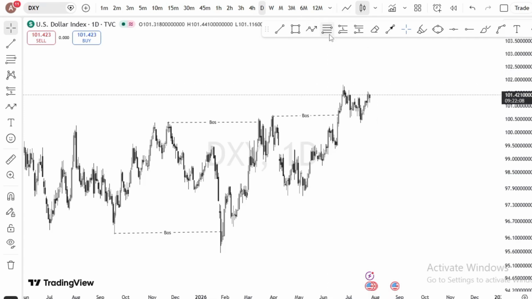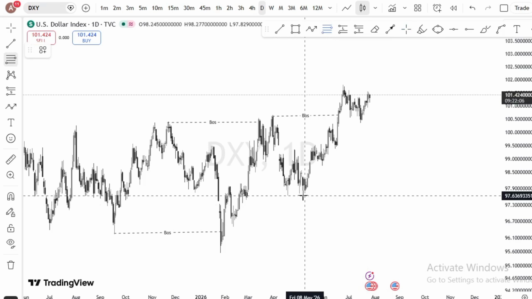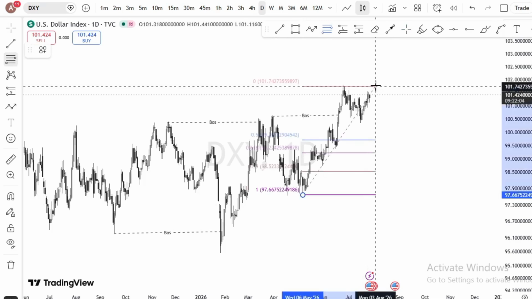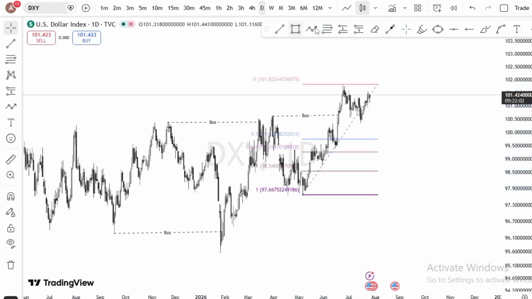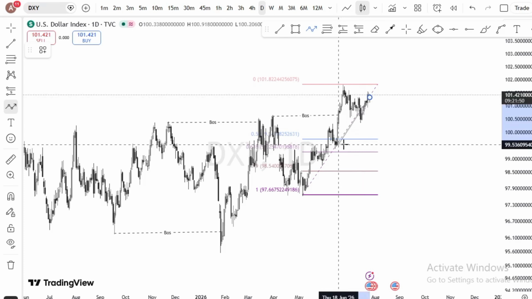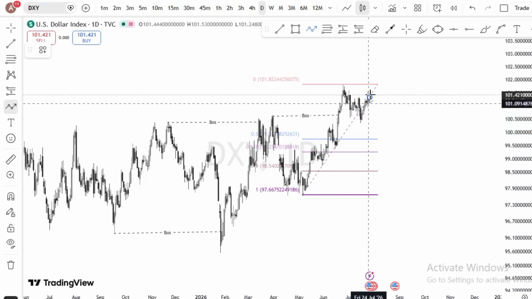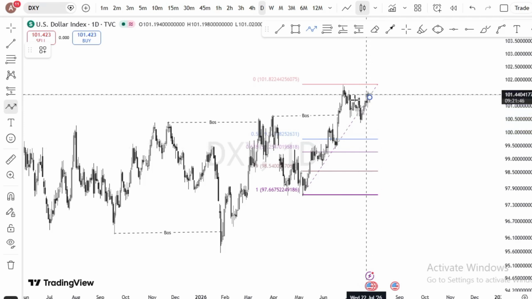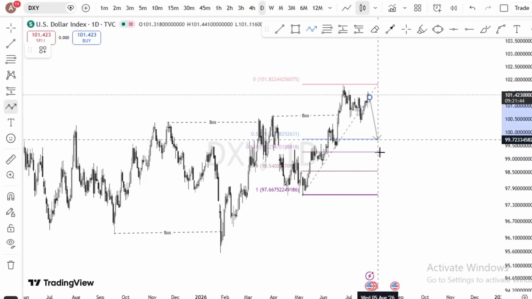But if you look at DXY currently, if I put my Fibonacci retracement from this swing low to this swing high, you will see that DXY is yet to retrace back into our discount zone. And at our discount zone here, we have a resting demand zone that has not been mitigated. So currently the DXY is at the premium zone and not at the discount zone.